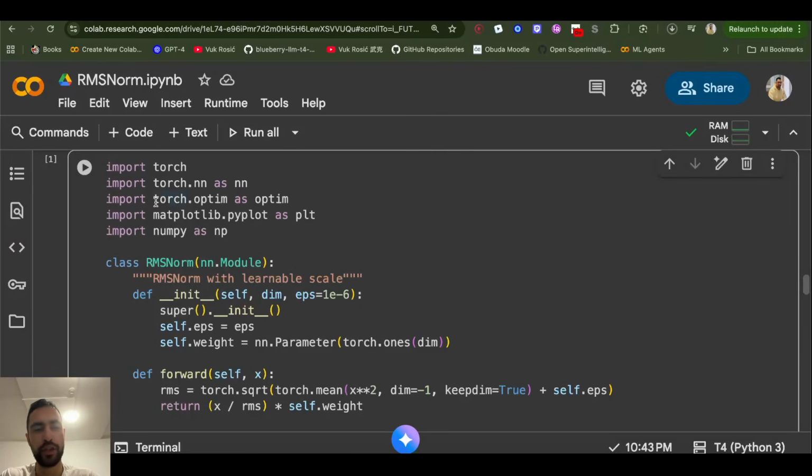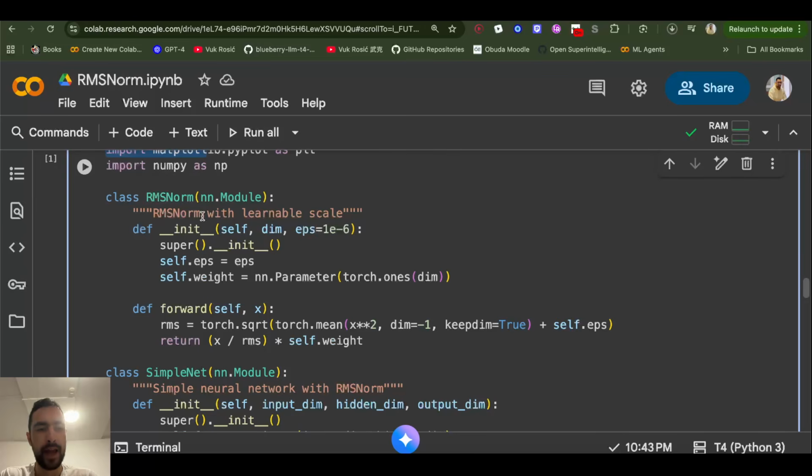So I'm importing torch and numpy and matplotlib for plotting. Our RMS norm is the same. We actually start with all ones, so 4 ones, for these weights, parameters, and then it will learn whatever I showed you earlier in the graph. But this is that RMS norm operation that I was explaining.